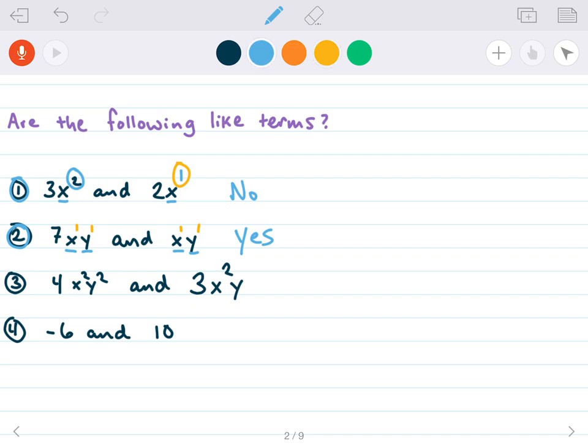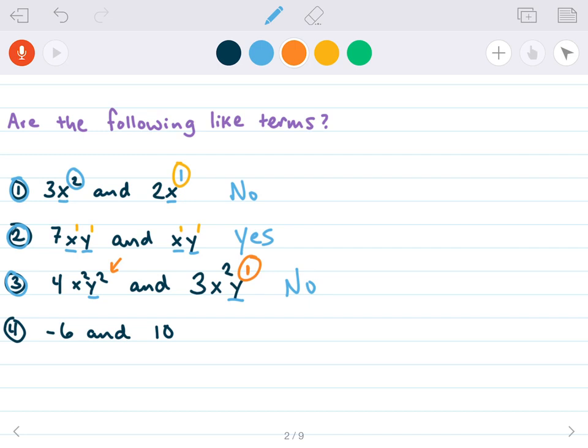What about 4x squared y squared and 3x squared y? Are these like terms? Well, no, these are not like terms. The reason is because of this y squared and this y. This guy has an exponent of 1, where this one has an exponent of 2. Okay, so if this was an exponent of 2, they would be like terms, but since it's not, they aren't.